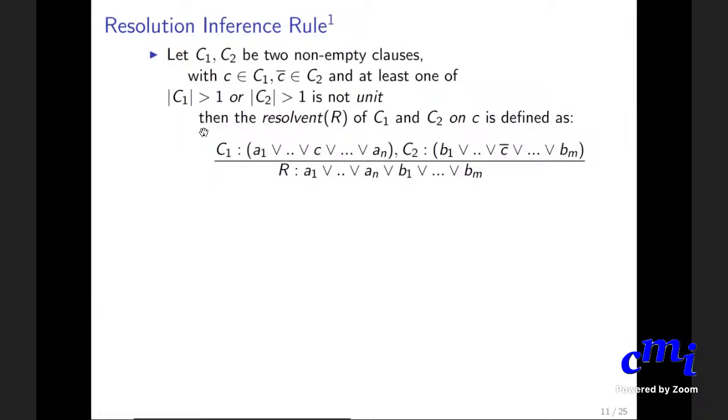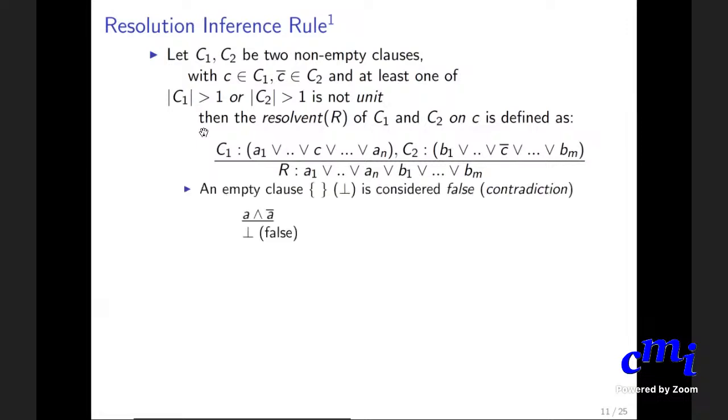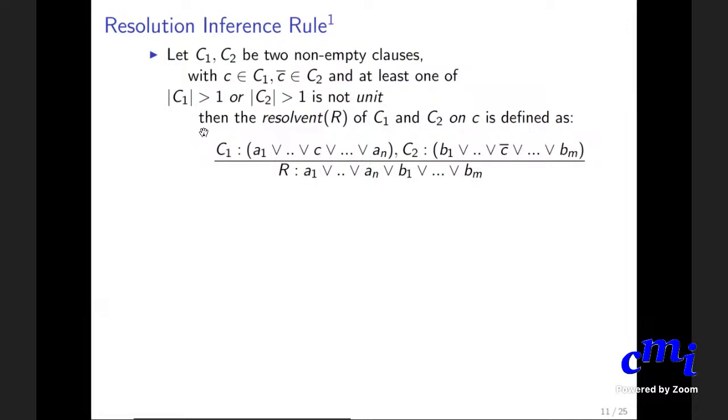This was invented in 1960 by a logician called J. Robinson, John or Jack, I don't remember. So the idea is this is one inference rule.